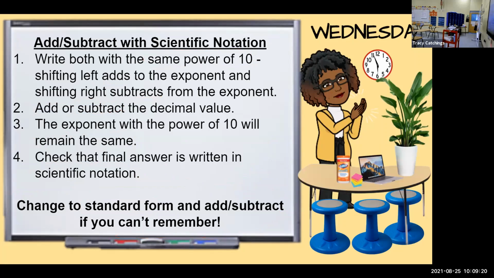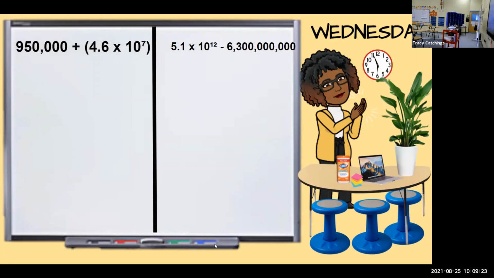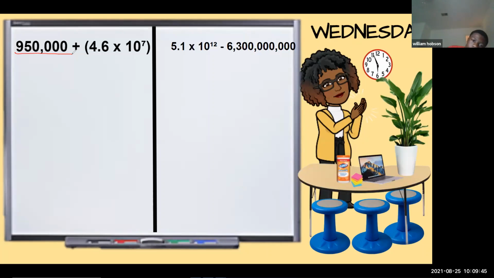All right, an example of what that's going to look like. So we have 950,000 plus 4.6 times 10 to the 7. We're going to change the first one to scientific notation. So where would the decimal go? It would go behind the 9. Yeah, so that would be 9.5 and what power of 10? 5.